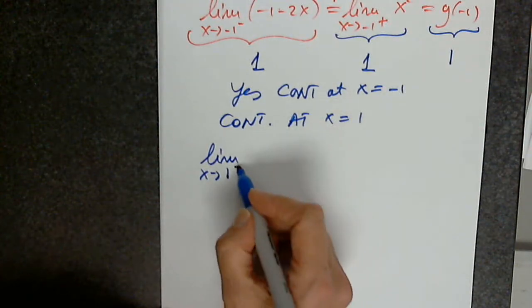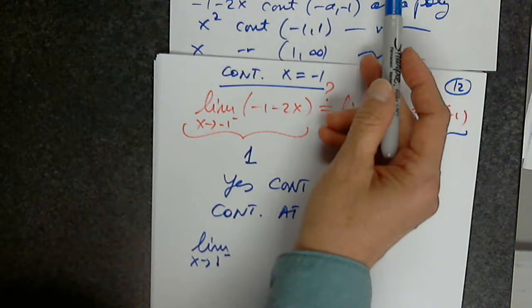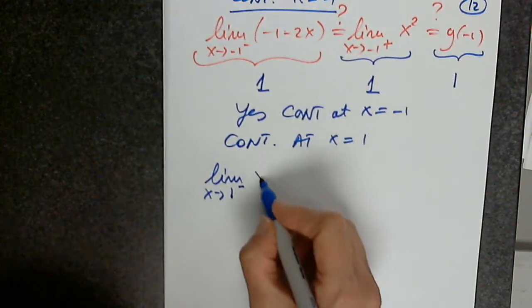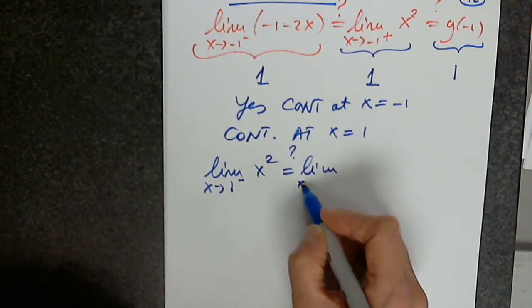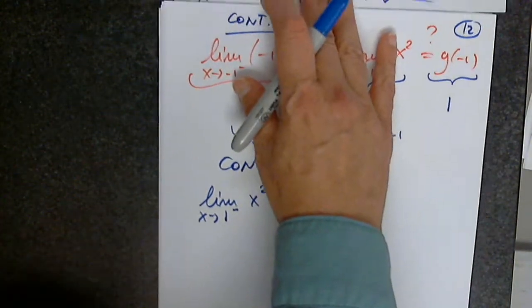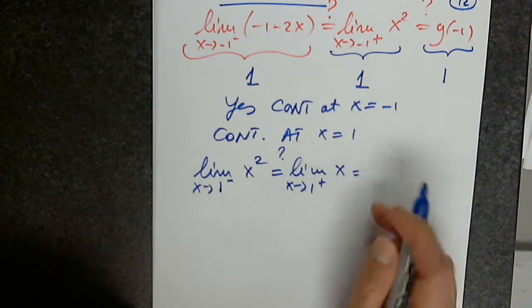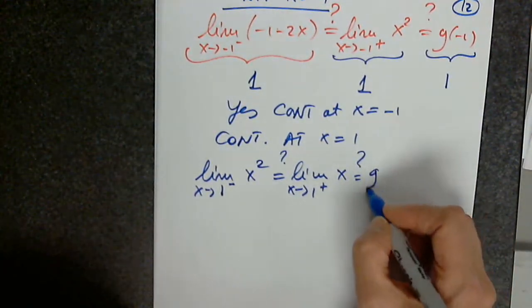From the left, let's start with the left. It doesn't matter really. Which branch do I use for 1 from the left? Very good. It must equal the limit as x approaches 1 from the right. From which branch? Good. It equals, and should equal g of 1.